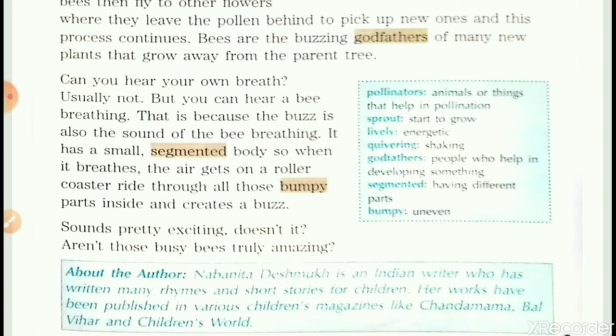And why are new plants grown? Because of pollination. And who helped in pollination? Small insects and birds helped in pollination, so they are called pollinators. But children, bees are one of the pollinators who help in the growth of new plants away from the parent tree.